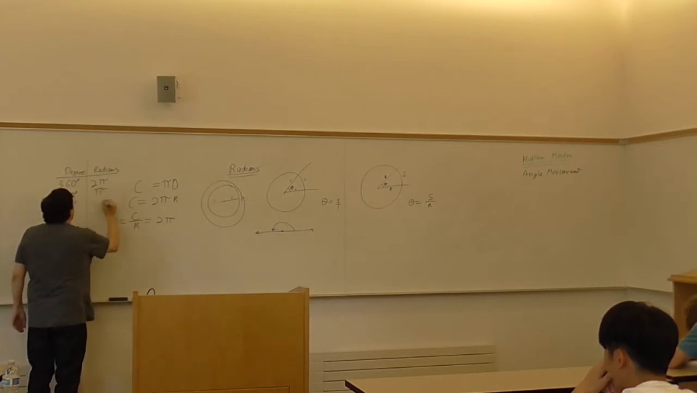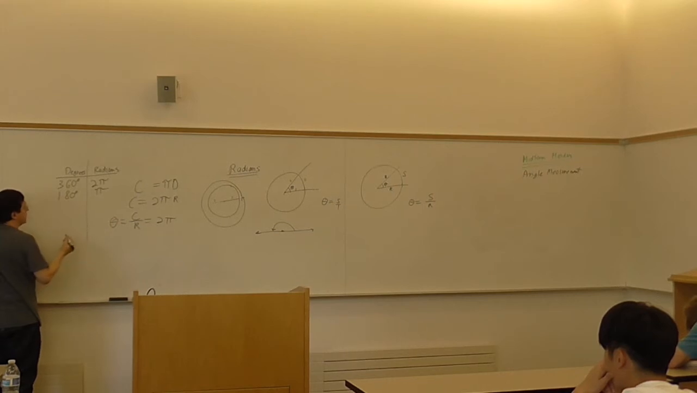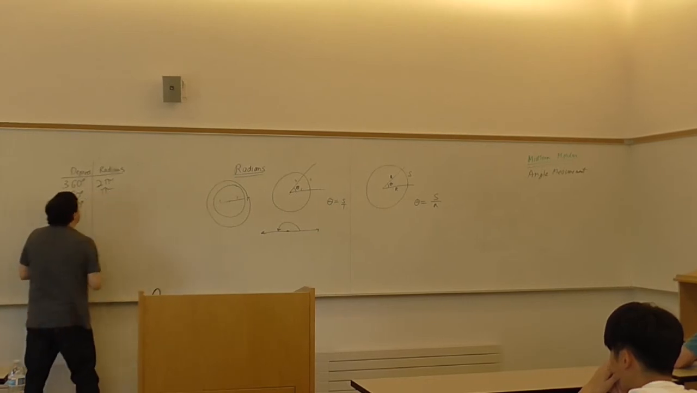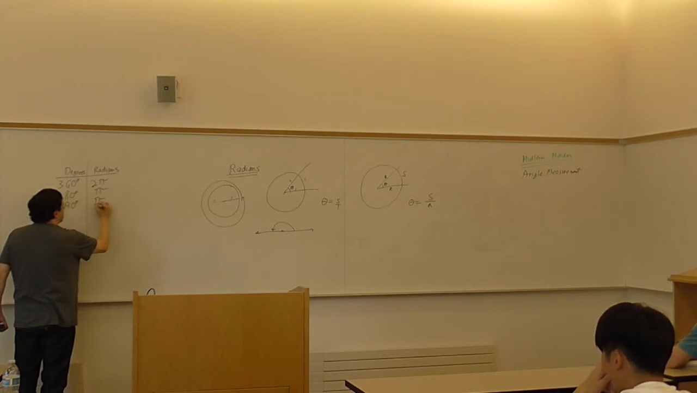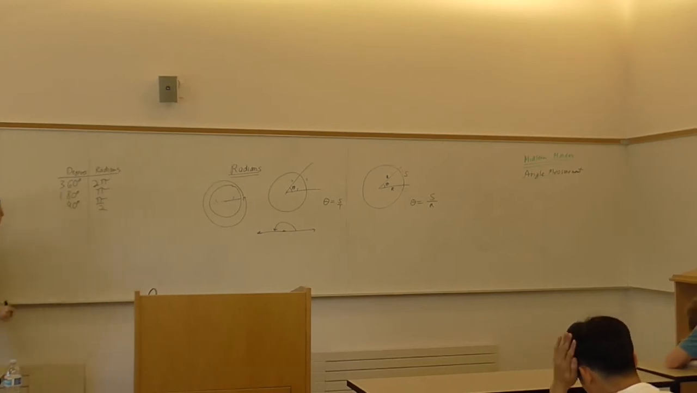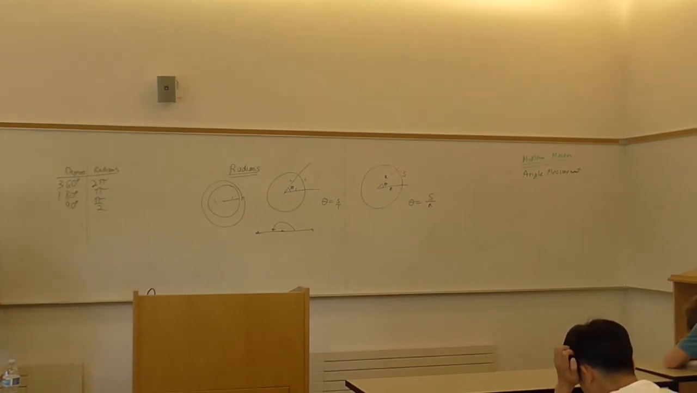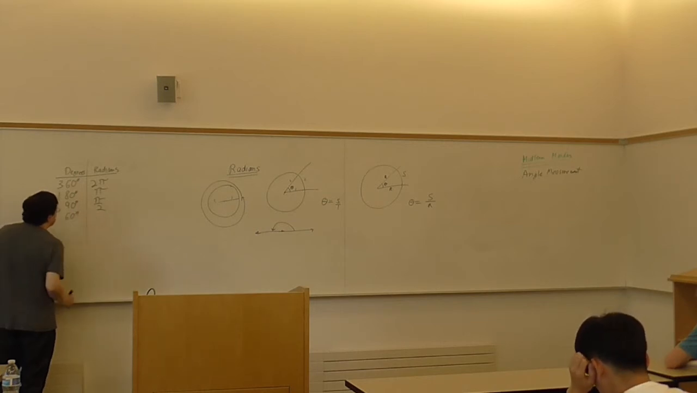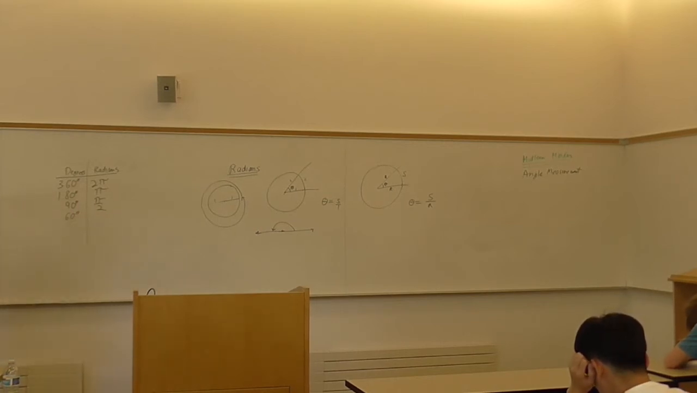Pi, right? Another important angle is our perpendicular angle, our right angle, 90 degrees. That has to be what? Pi over 2. Right. Another very important angle, the angle in an equilateral triangle, or a 30, 60, 90 triangle. 60 degrees.